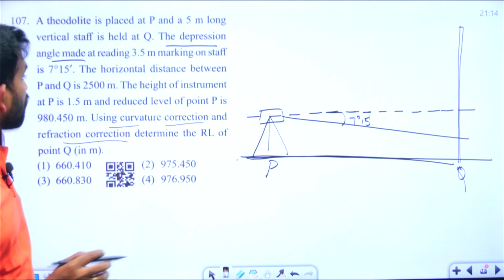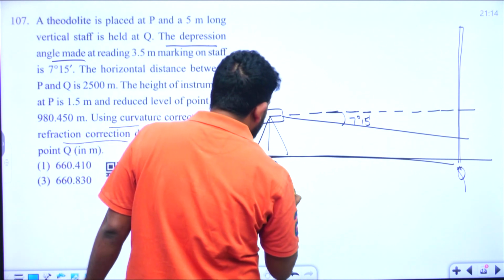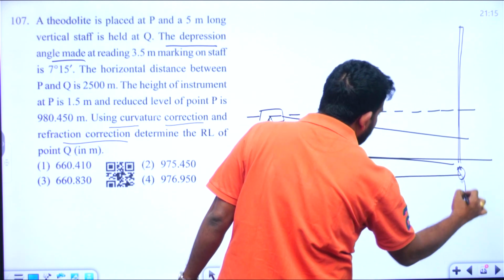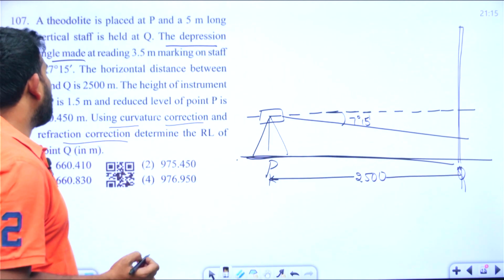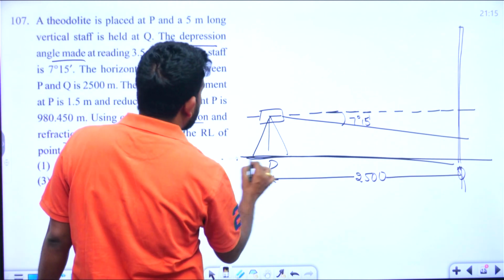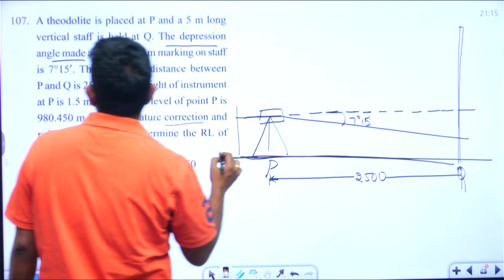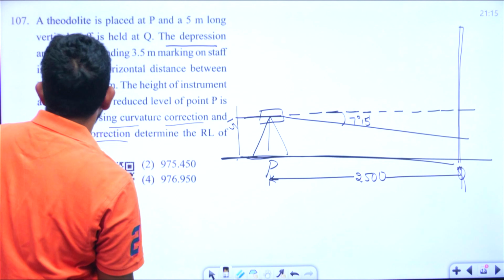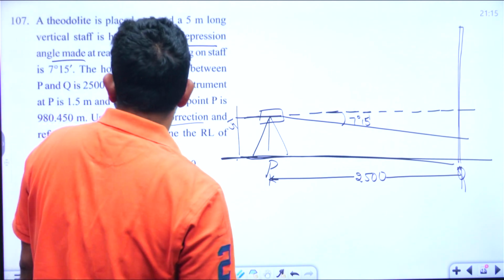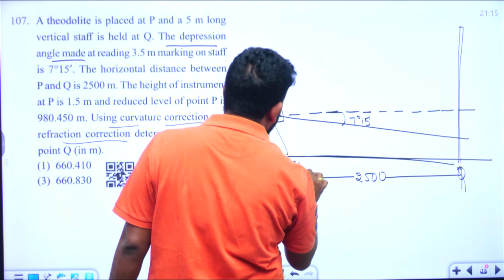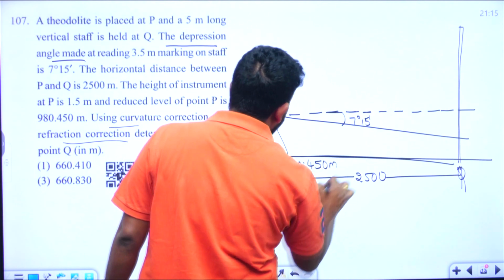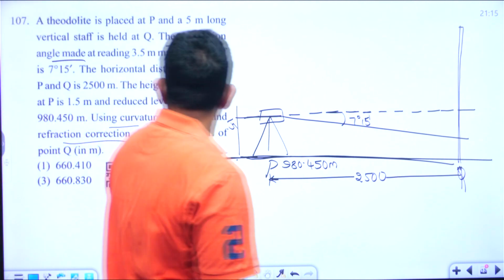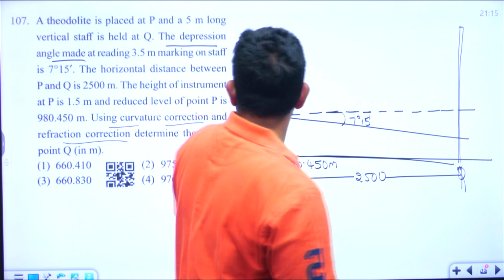The horizontal distance between P and Q is 2500 meters, which is nothing but 2.5 kilometers. The height of the instrument at P is 1.5 meters, so this is 1.5 meters of reading. And the RL of point P is 980.450 meters. Using curvature correction and refraction correction, we have to determine the RL of point Q.